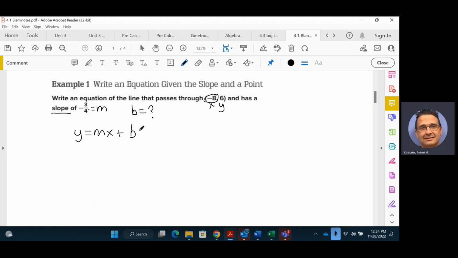We do not know what b is, but we do have x. We do have y. Here's the x. There's the y. And we have a slope. So we can plug all this in and start to figure out, solve for b.